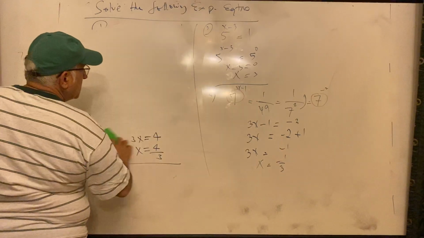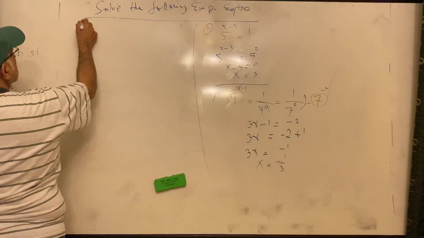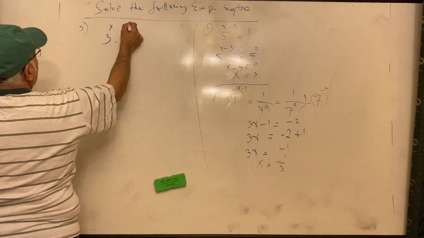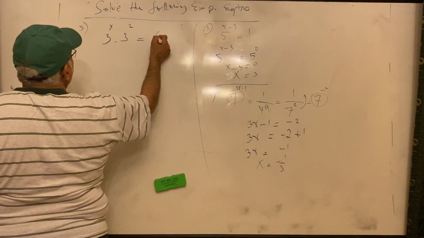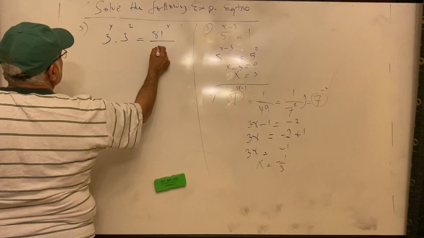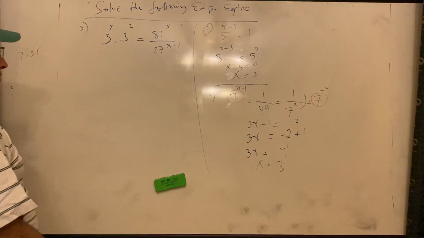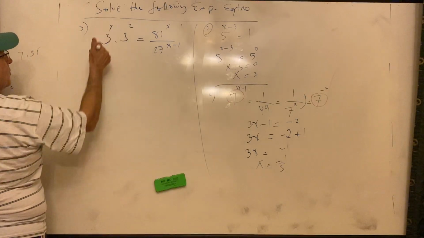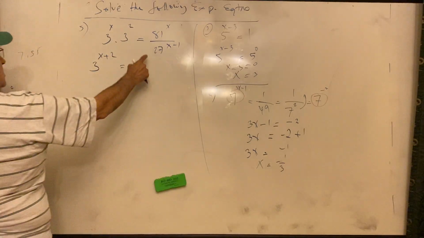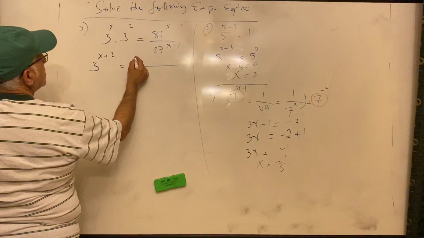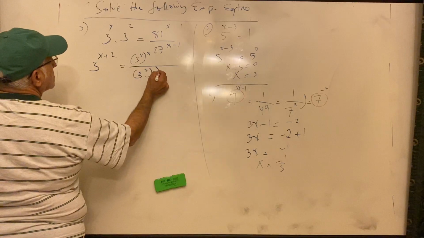Oops. Let's put something that we've already learned. Like what? Number 5. 3 to the power x times 3 to the power, let's say 2, equals 81 to the power of x over, let's say, 27 to the power of x minus 1. Scary? It's not. These are the same base. When we multiply, we add the powers. We said that last time. These are not the same base. Let's make them the same base. 81 is 3 to the power 4. 27 is 3 to the power 3.